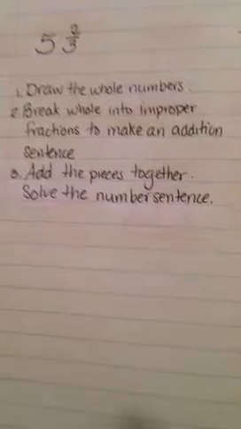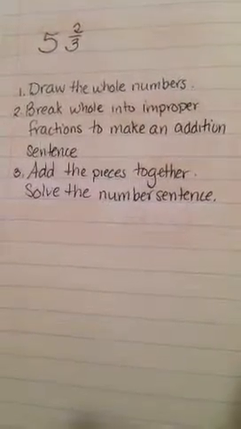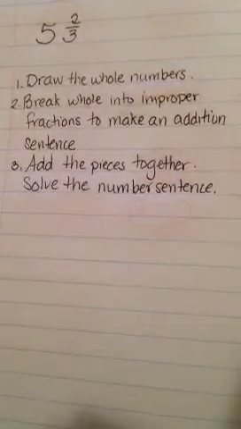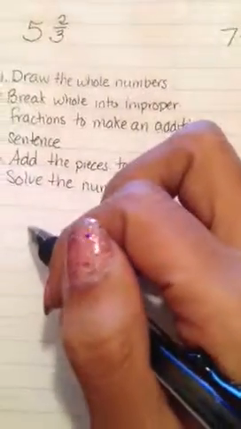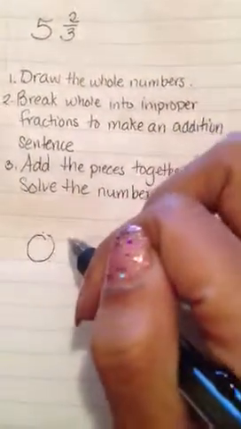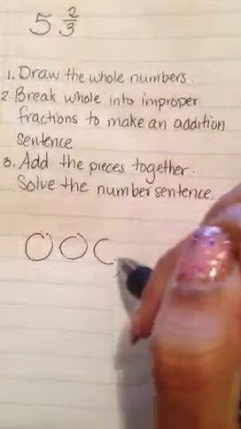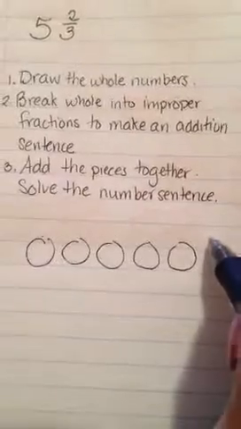So I'm going to think about the number 5 and 2/3, and I'm going to use a visual to help me figure out what that would look like as an improper fraction. So first I'm going to draw out 5. Now I'm going to just think of it as 5 whole circles and 2/3.